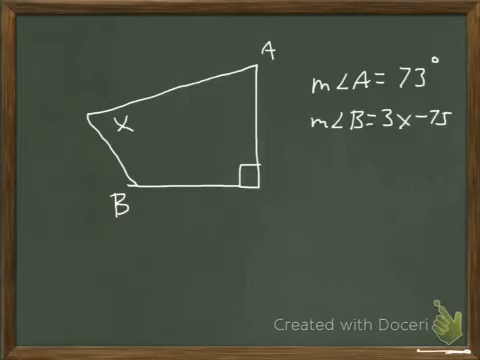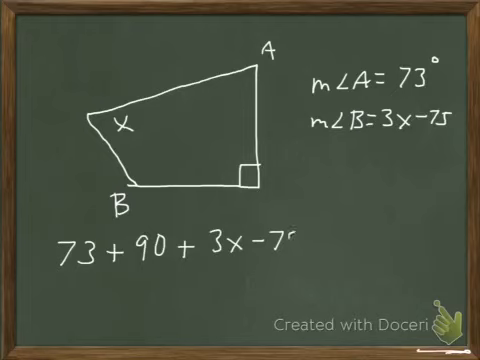Your first step should have been to write all the angles with a plus in between, or whatever sign they're giving you. So I'm going to start with A up there. A is 73. Then I'm going to come down and get the right angle, which is 90. Then I'm going to go to angle B, which is 3x minus 75. Then I'm going to go to the x. Set it all equal to 360.